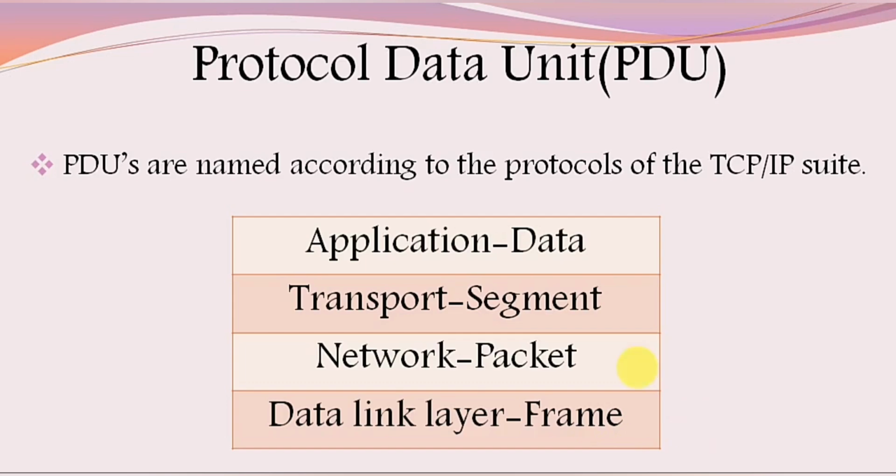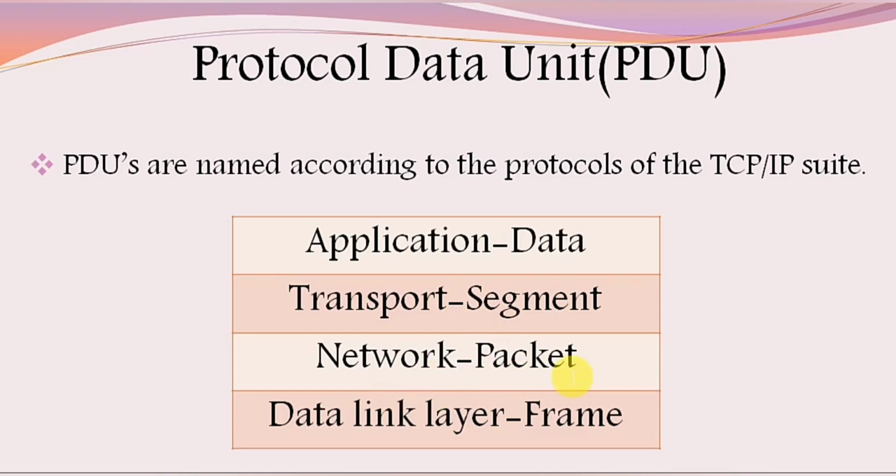So here the data present in the application layer we are calling data. Whenever the header information is added to the data in the transport layer, we are calling the data in the transport layer a segment. Okay, to this segment in the network layer we are adding the header information, that is the network layer header information, to the segment. We are calling that a packet in the network layer.